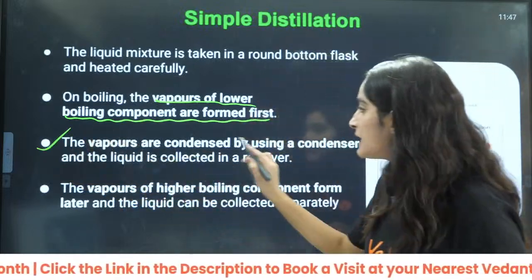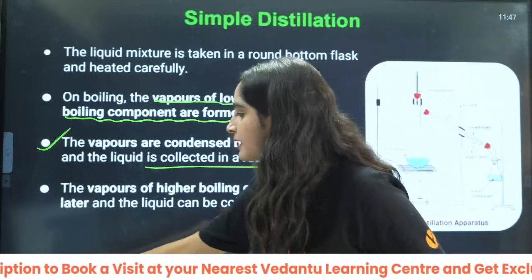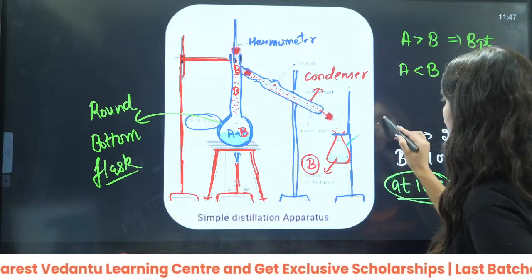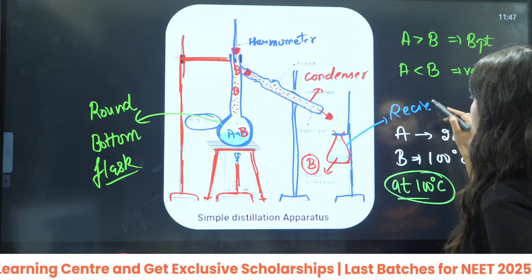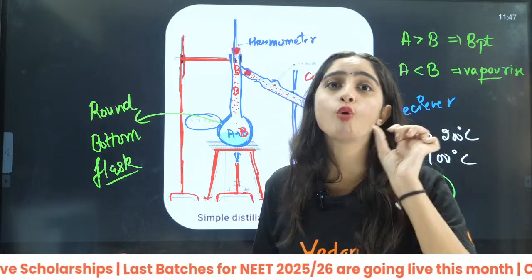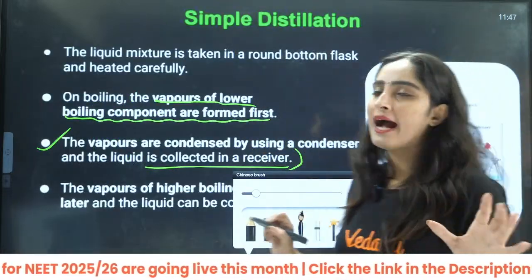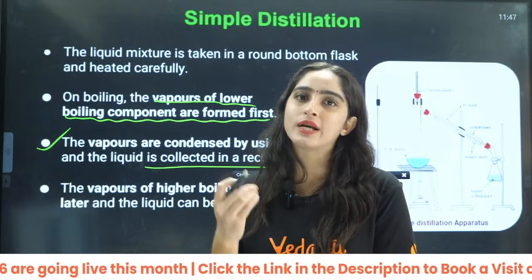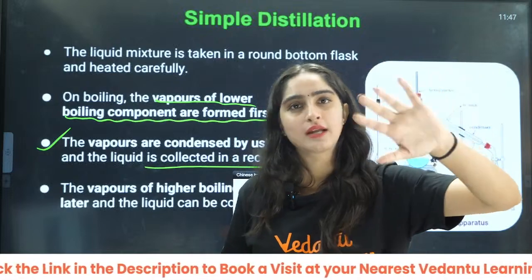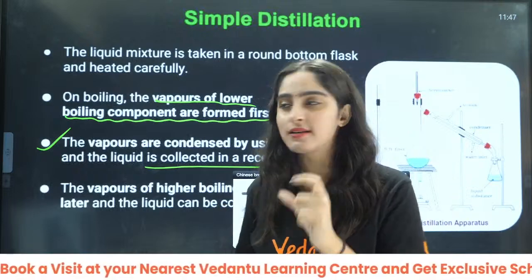The vapors are condensed by using a condenser, and the liquid is collected in a receiver. This is called the receiver. Write down here, this is called the receiver, where you will collect the liquid which has a low boiling point. They can ask you directly that in simple distillation which liquid is collected at the receiver, with high boiling point or low boiling point? Then you will say the one with low boiling point is collected at the receiver.